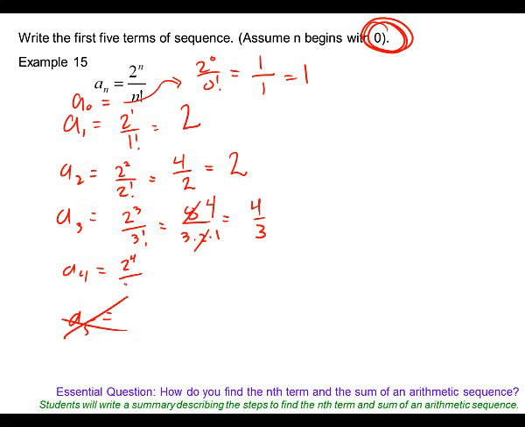2 to the 4th over 4 factorial. So what's 2 to the 4th? 16. And then 4 times 3 times 2 times 1. Now check this out, because we do this a lot. What's 4 times 2? Into 16, how many times? 2. So I used both of those to cancel with the top. So I end up with 2 over 3.